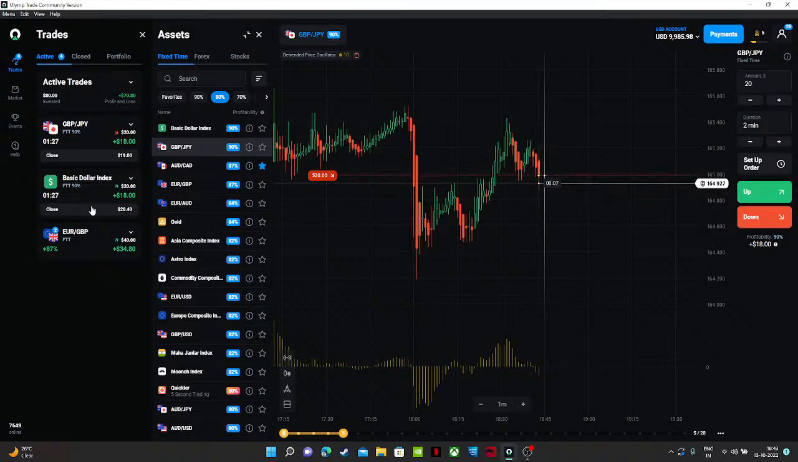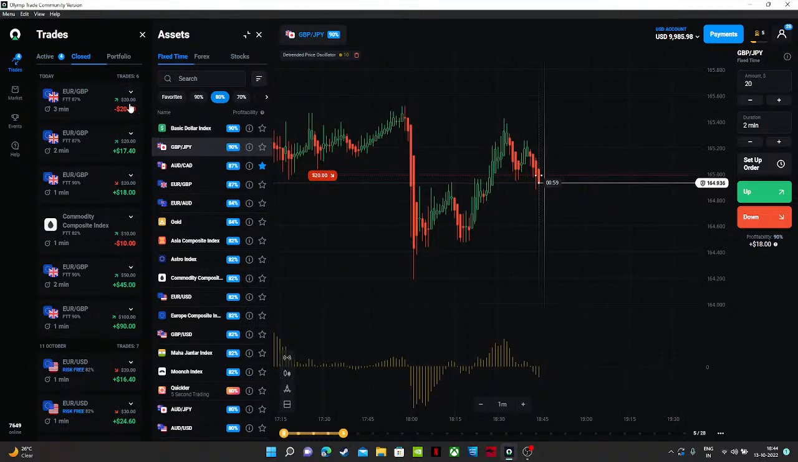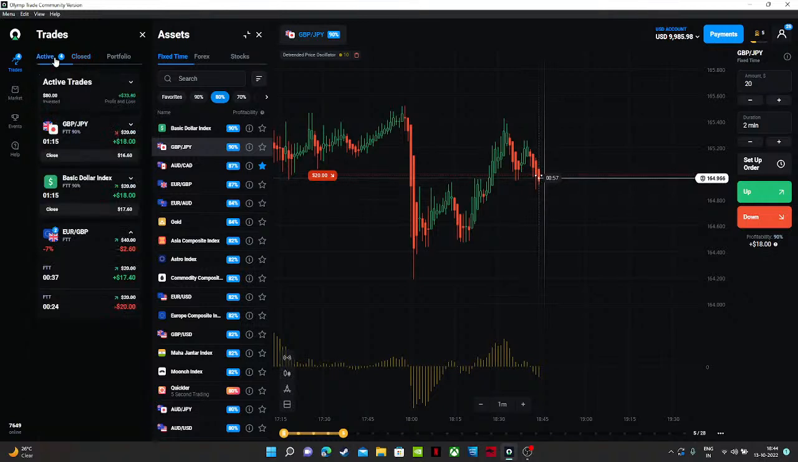Okay, so we have entered into three trades here, four trades actually, and currently we are winning all four of them. Previously we have already won one trade. One was on the losing side, but I think we will recover the amount.